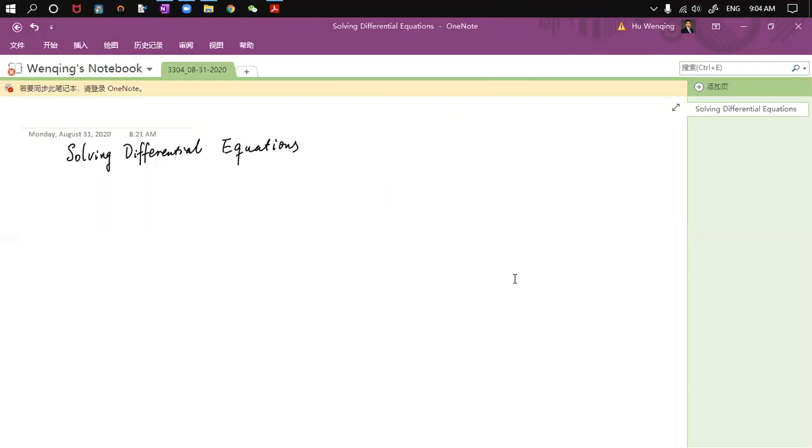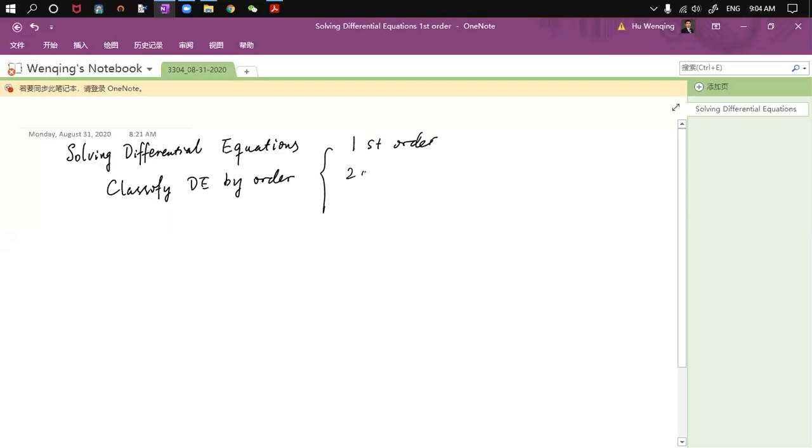So we're going to classify a differential equation by order. That means we're going to have first order equations, second order equations, and then in general, nth order equations. For different orders of these differential equations, we're going to talk about how to solve them. In particular, the second order up to the nth order equations are one part of these lectures, and the first order equation is another part of these lectures.